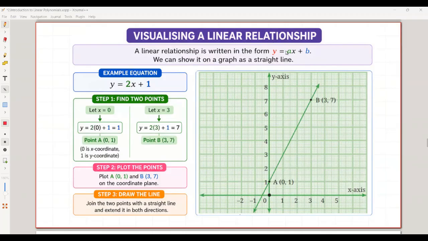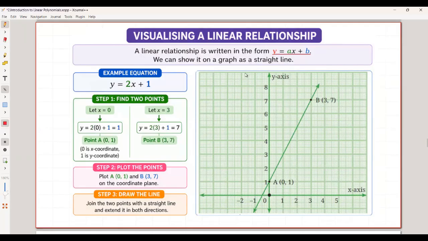It can be written in the form y equals ax plus b. So this is nothing but a linear relationship. If x increases, what happens to the y value? If y increases, what happens to the x value? We can show this relationship on a graph as a straight line.